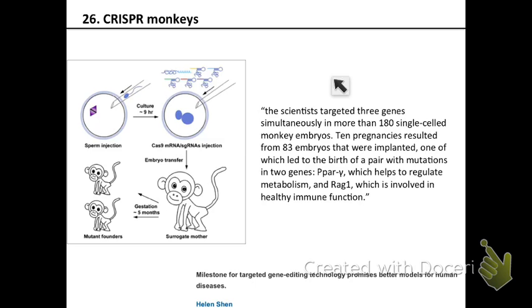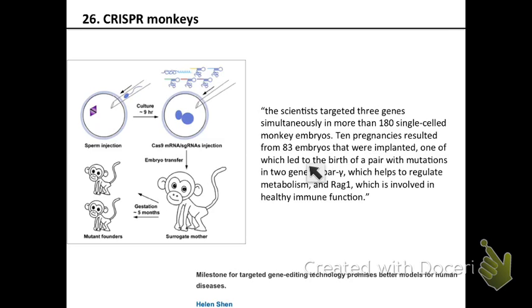For this experiment, they apparently targeted 3 genes simultaneously. They had to inject more than 180 single-celled monkey embryos. They were able to get 10 pregnancies out of 83 embryos that were implanted.